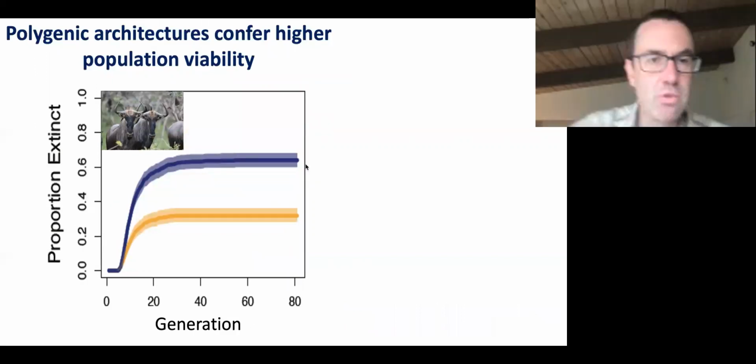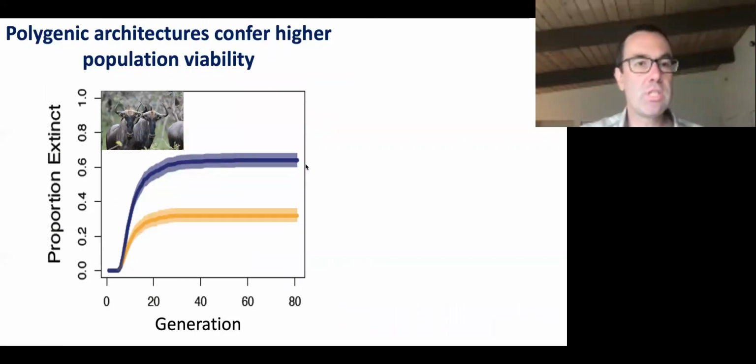And here I'm showing you the proportion of populations that went extinct on the y-axis versus time on the x-axis. And the blue is showing the proportion of populations that went extinct when there was a major locus present. And the proportion of populations that went extinct is about twice as high when a major locus was involved compared to when the selected trait was polygenic.